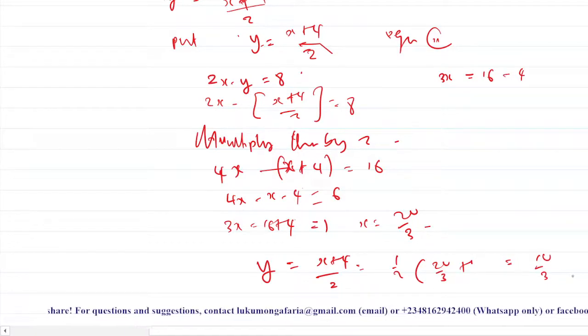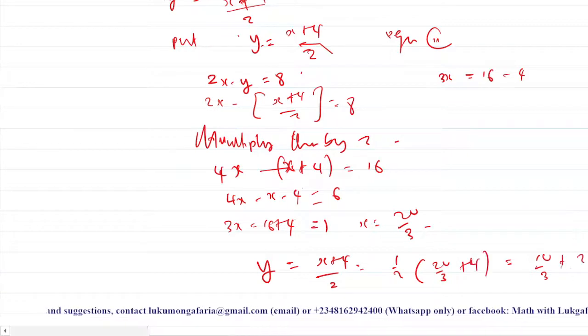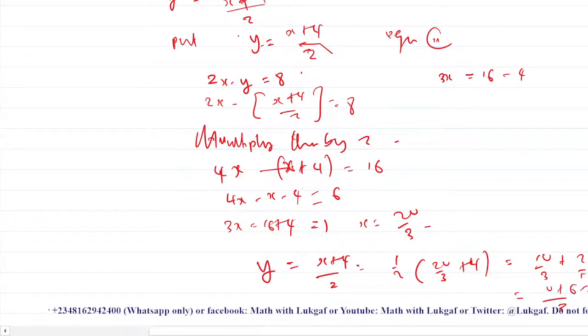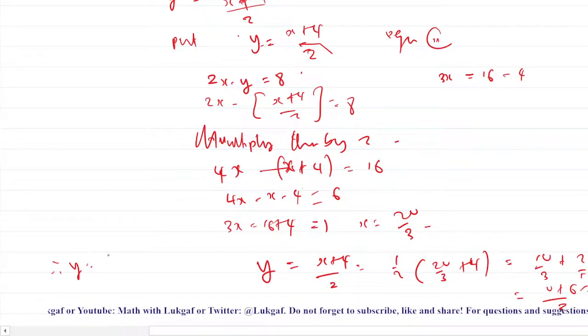You understand how I obtained that? Then your LCM will be 3. 3 in 3 is 1, that is 10 plus 6, that's 16 divided by 3. Then you can conclude adequately now that your y is equal to 16 divided by 3 and x is equal to 20 divided by 3.